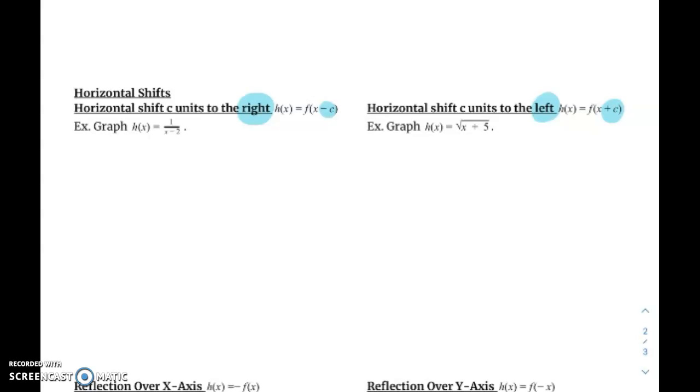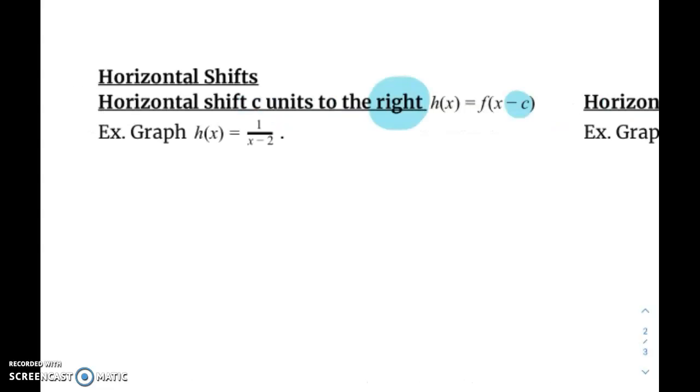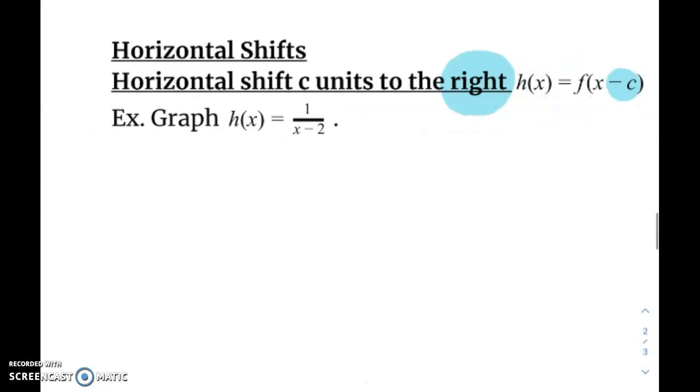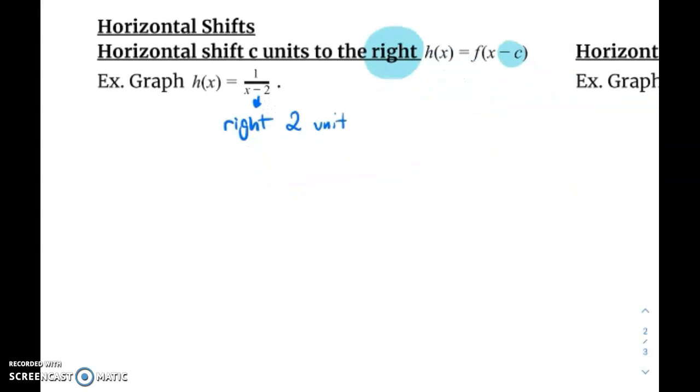Now, I gave you 2 examples that don't have parentheses because a denominator and a numerator act like parentheses, and a square root acts like parentheses. So if you have a number being added or subtracted in the denominator, then that is moving it left and right. If it's moving up and down, it'll be outside of the fraction off to the side. So this is telling me to move right 2 units. Let's just go with the parent graph method.